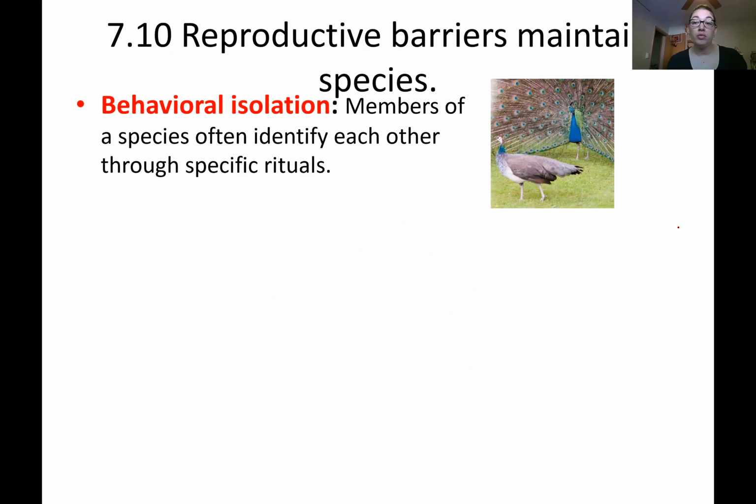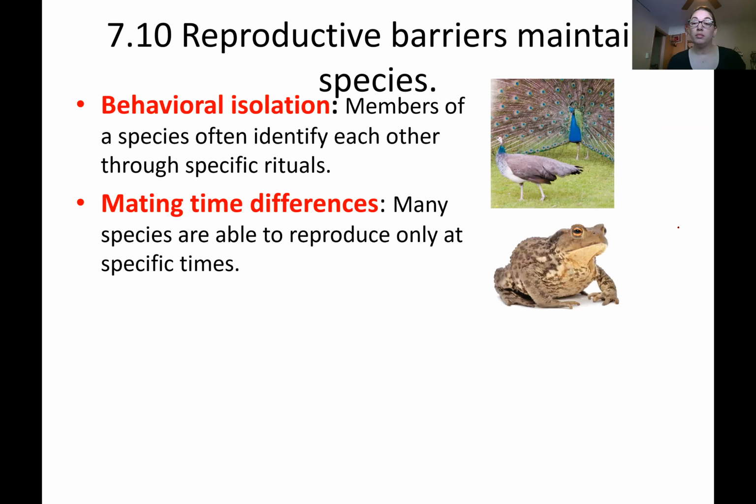Okay, some examples of reproductive barriers. Behavioral isolation. This is where members of a species often will identify each other through specific rituals, behaviors, or calls. If they do not successfully have those behaviors or calls or rituals, they're not recognized as being the same species. Organisms will often mate at different times, and if they are not ready to mate while other organisms are mating, that prevents them from interbreeding. There are very specific time frames for when organisms are able to mate and when they don't mate, and that isolates them from other species.